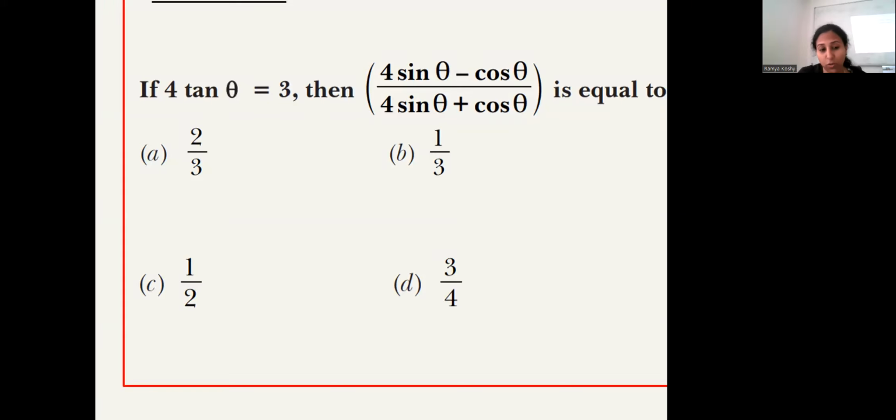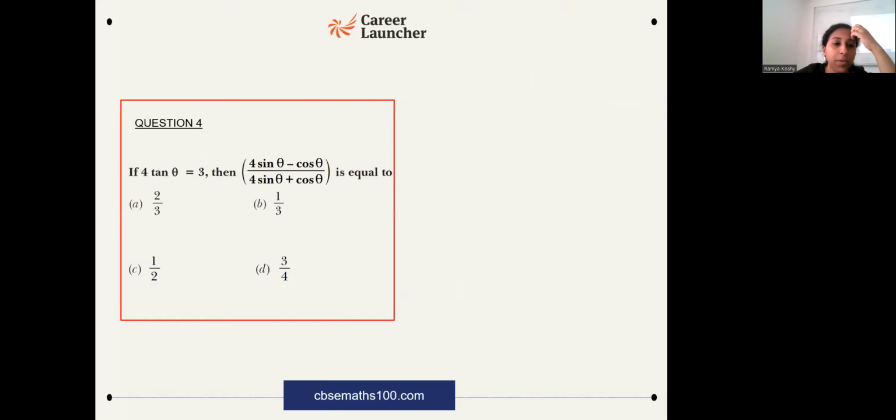Okay, easiest way to do this question. There are many ways. Some of you might be drawing a triangle, putting tan theta is equal to 3 by 4, then finding sin theta value and cos theta value from the triangle and finding the answer. But all that will become long. It is possible to do it that way. You can say tan theta is 3 by 4, find the value of sin theta, cos theta and solve it.